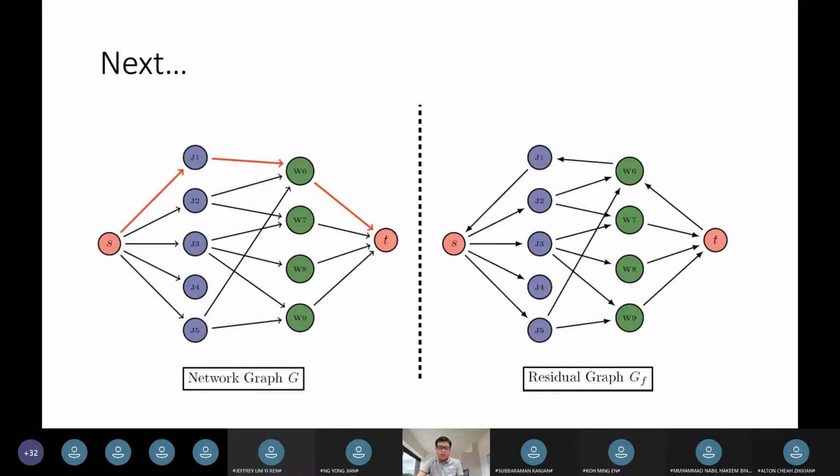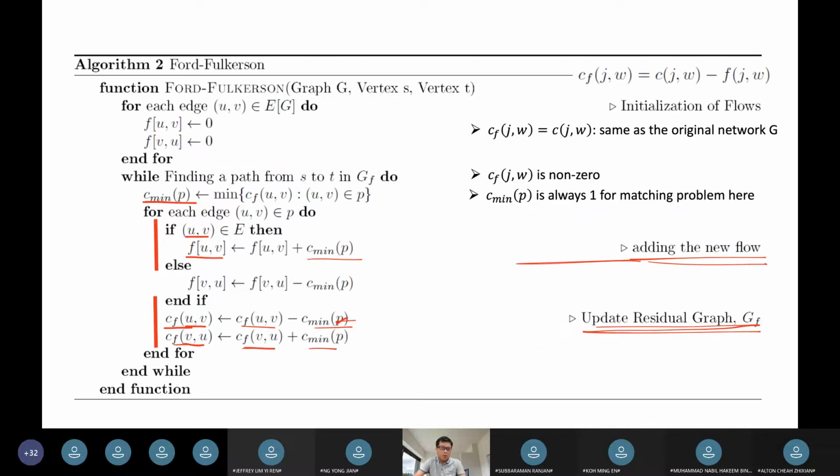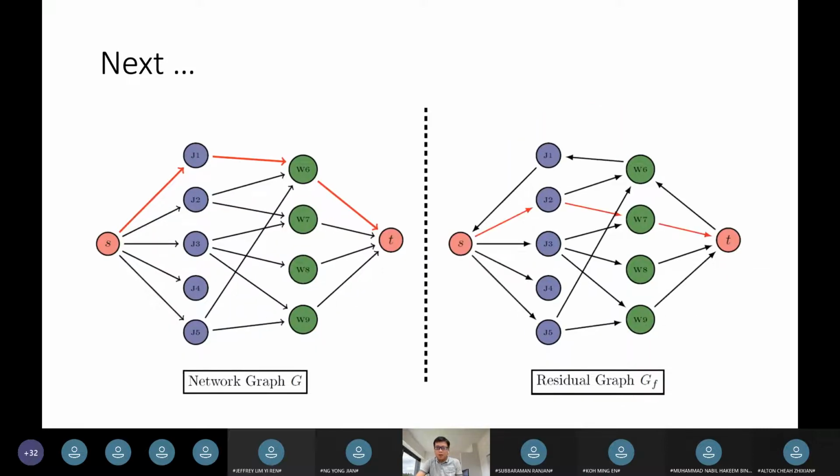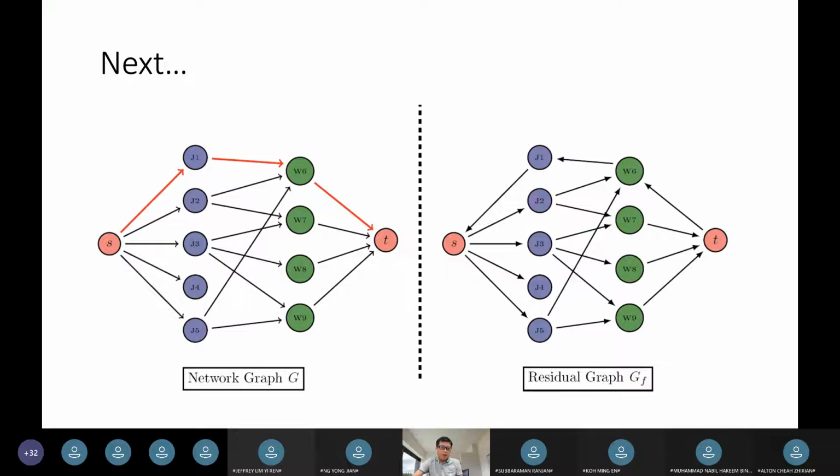Then what do we do? We continue doing that, because we do a while loop. If we can still find a path from S to T in the residual network, then we continue. For example, this one. After we found this path, then we reverse. Now we see if there is any path from S to T in the residual network. Yes, for example, from S to J2, J2 to W7, W7 to T. This is a new path.